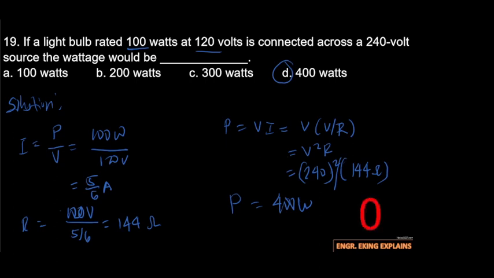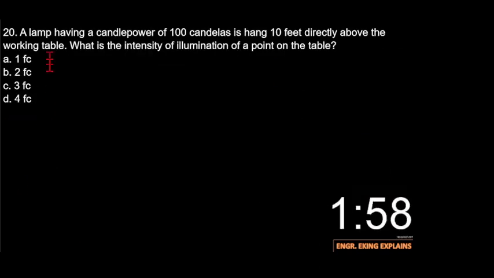Okay, so I believe this will be the last. A lamp having a candle power of 100 candelas is hung 10 feet directly above a working table. So what is the intensity of illumination of a point on the table? Okay, so solution. If nag-stop yung screen, don't worry sa ating recording, so makikita nyo naman to. So we just finished this last problem.